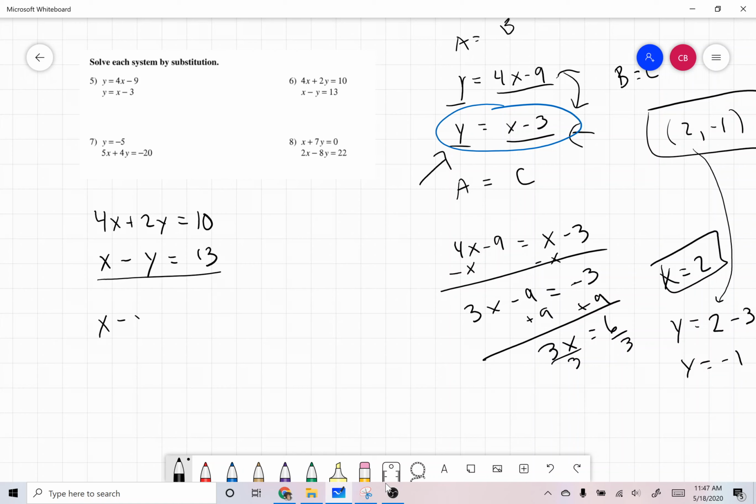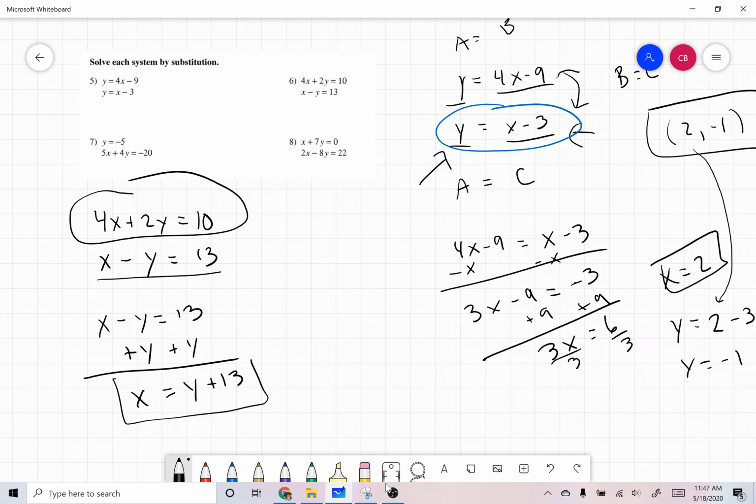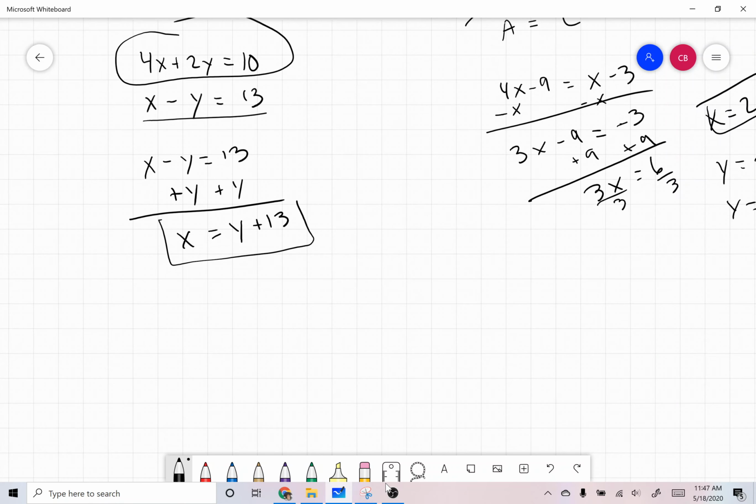So we have x minus y is equal to 13. So we can add y to both sides, and x is equal to y plus 13. Okay, so now we have a value for x. We're going to plug that into this equation and solve for y. So we have 4 parentheses, we know that x is this thing, y plus 13, plus 2y is equal to 10.